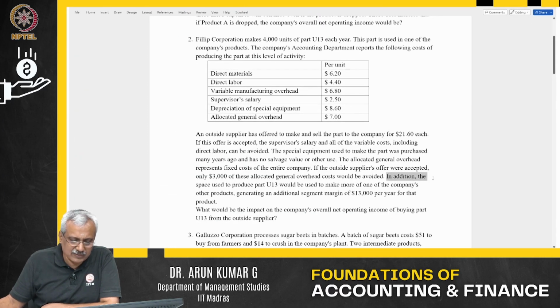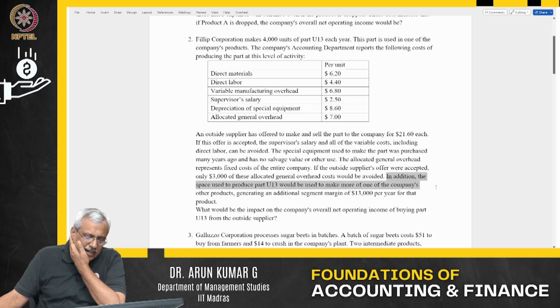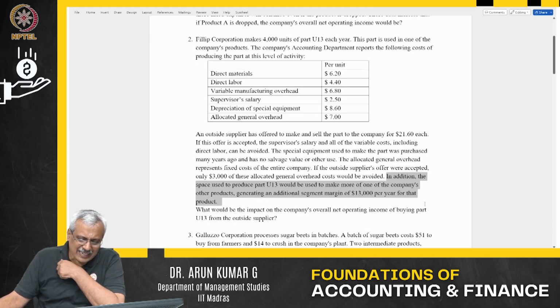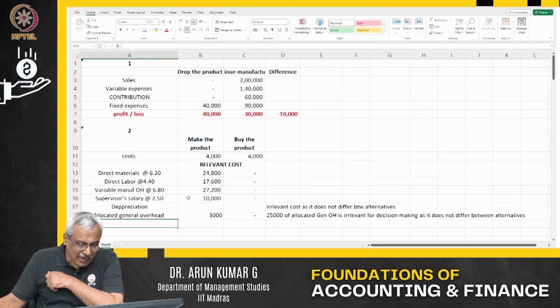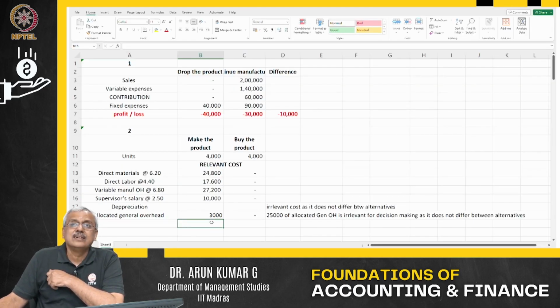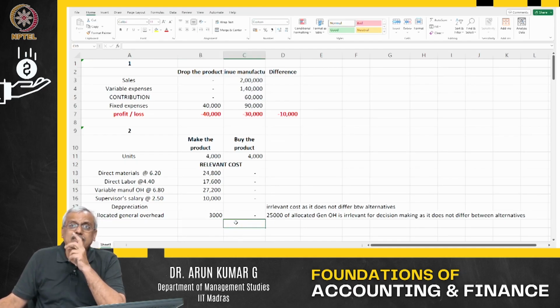In addition, the space utilized for part U13 would be used to make more of one of the company's other products, generating an additional segment margin of 13,000 per year. So, what is happening? If you make the product, you will not generate 13,000, whereas if you buy the product, you will generate an additional 13,000.